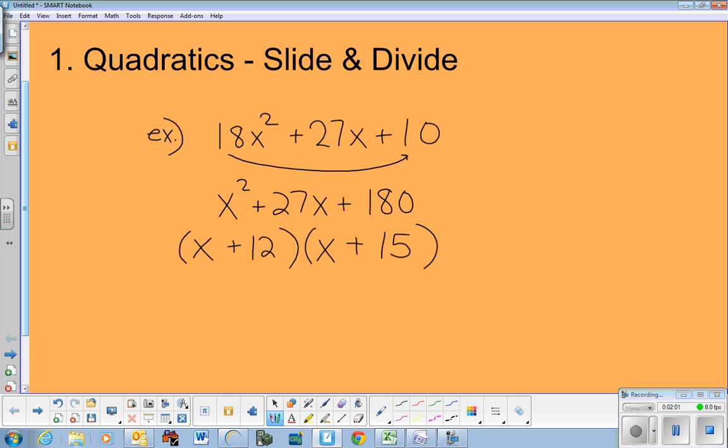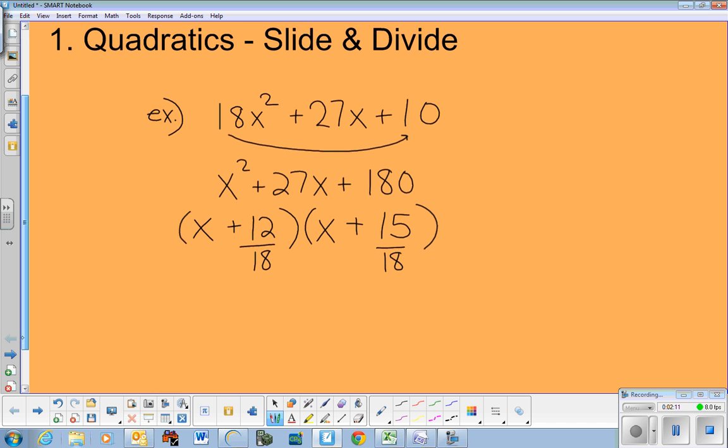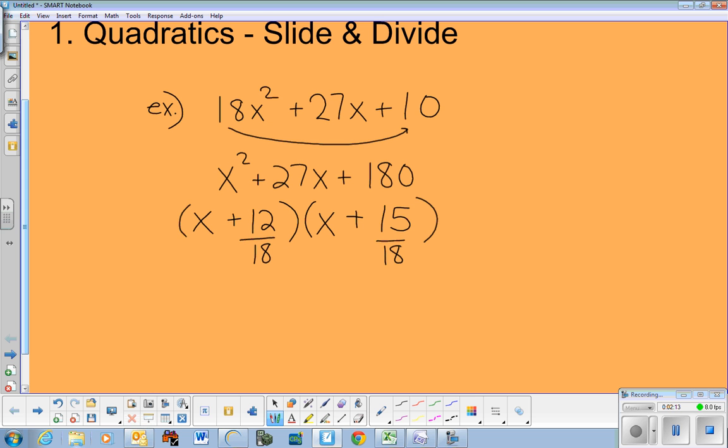Anyway, the 18 that I slid over to multiply by 10, I'm going to put that underneath each of those. Now, if you create fractions that can be simplified, simplify them. 12 eighteenths, 6 goes into 12, and 6 goes into 18, that's 2/3. And 15 eighteenths, we're going to divide by 3, 5 over 6.